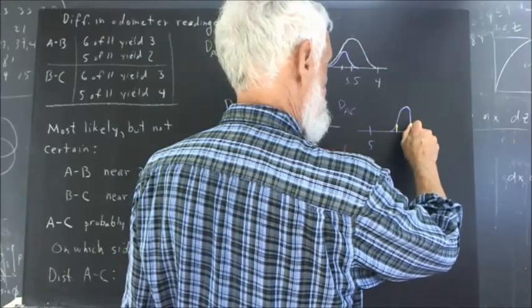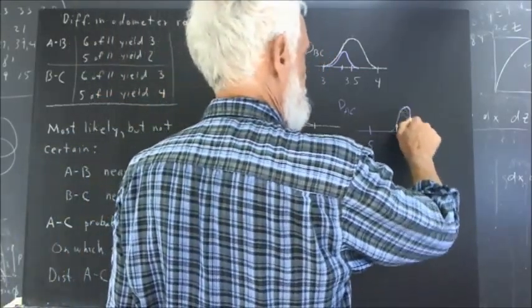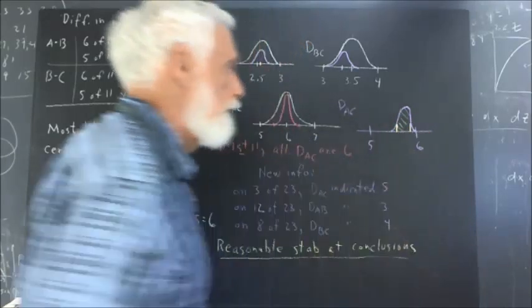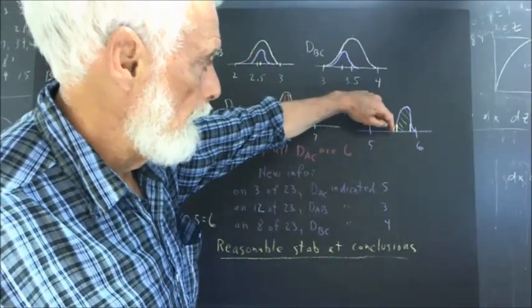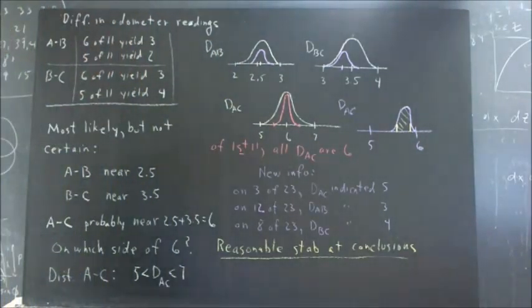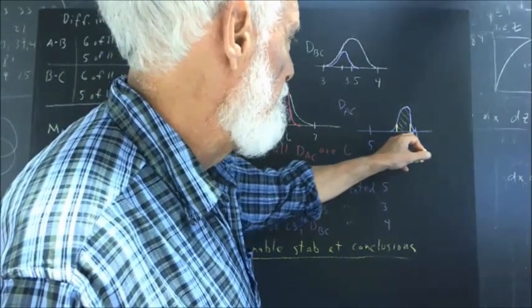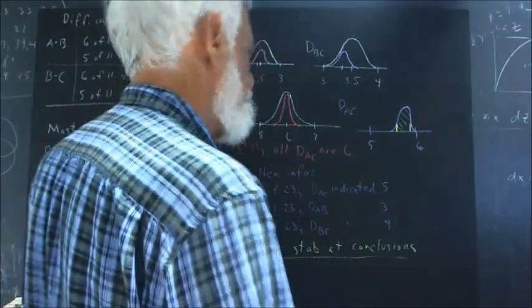But I'm going to say that it looks to me like 90% of the area under that curve lies between here and here. Now, what are these limits? That looks like about 5.7. That looks like about 5.9.